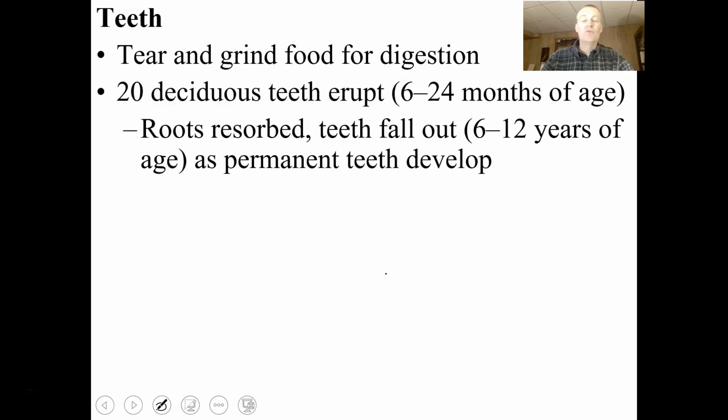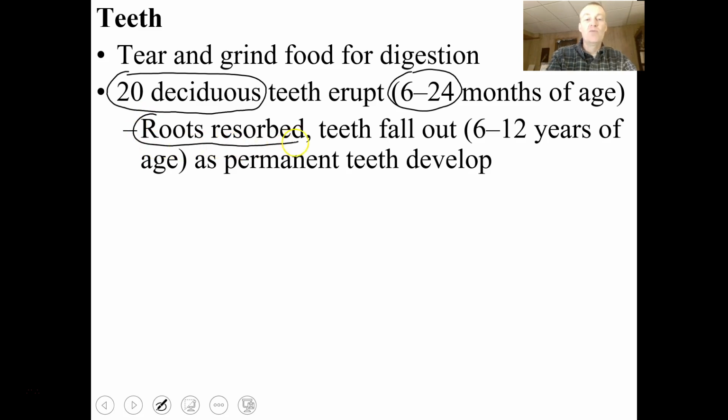All right, so teeth are basically there to tear and to grind food for digestion. We are born with 20 deciduous teeth. So these are what we would consider our baby teeth. These teeth will erupt through the gum at about 6 to 24 months of age. Eventually they will be pushed out around 6 to 12 years of age as your permanent teeth develop and push the baby teeth out. The roots of the baby teeth will be resorbed back into the body, and then the tooth will fall out.